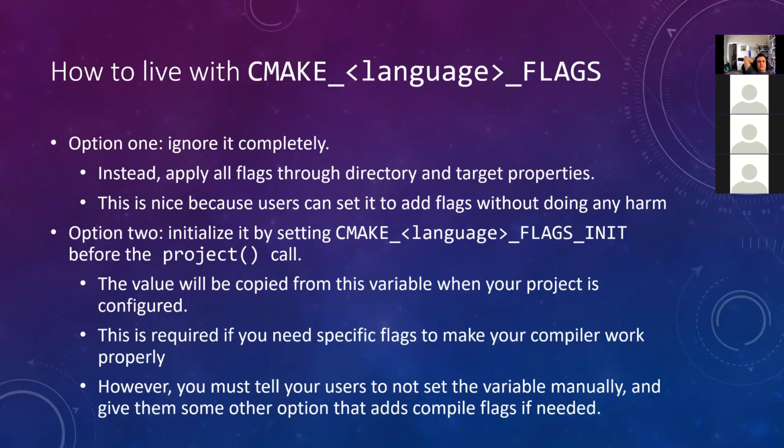However, your other option is to initialize it to something useful. You do that by setting CMAKE_<LANG>_FLAGS_INIT before the project call. You need to make sure it's set before the project call because it's used as part of the compiler testing that happens during the project call. So the value will then be copied from the init variable when your project is configured. You need this if, as I said, you need specific flags to make your compiler work. However, you have to make sure users know not to change this to something else, because otherwise they wreck all your compile flags and break your project. This is something we're dealing with on Embed CMake right now. It's a bit of an issue.